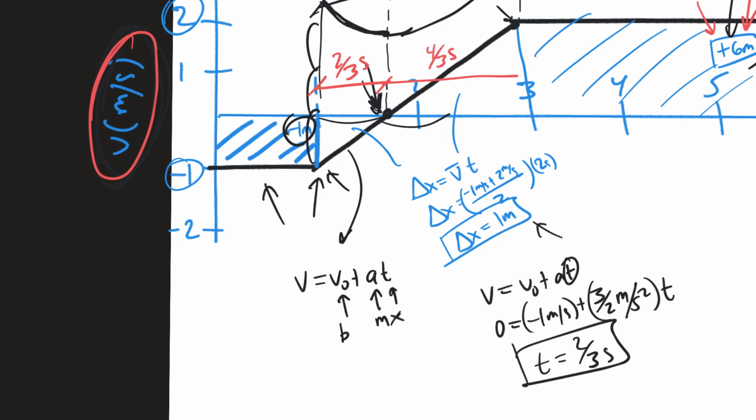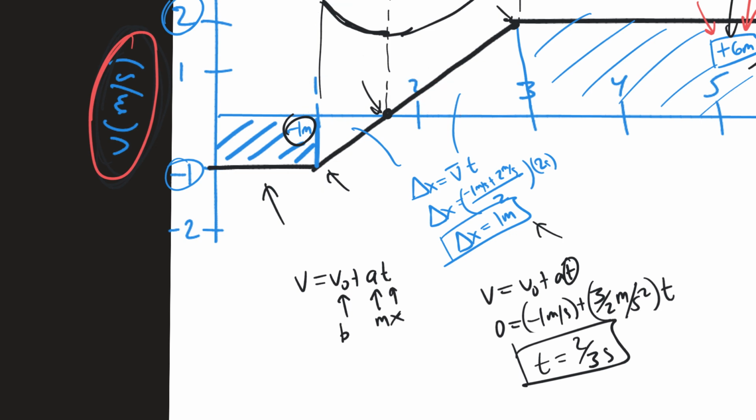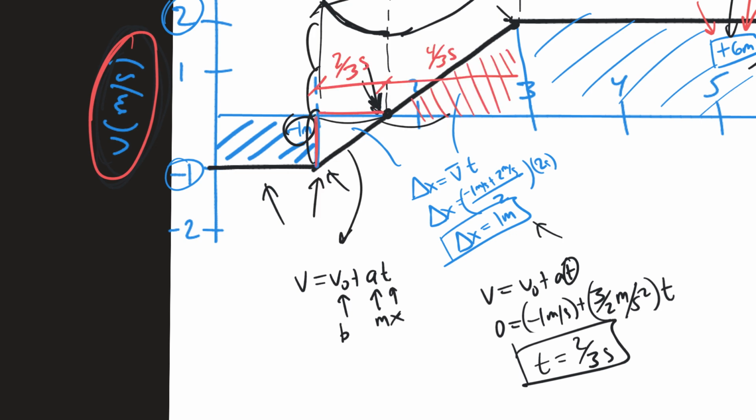Not that I really care all that much about that. I mean, I can use it to check, right? Because I could do this area and see if it lines up. But anyway, I've got this width of 2/3. I've got this height of 1. So 1 times 2/3 is 2/3 divided by 2. And so this is an area of 1/3 of a meter.